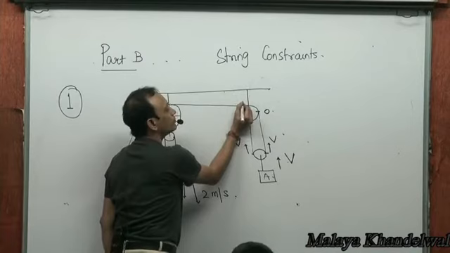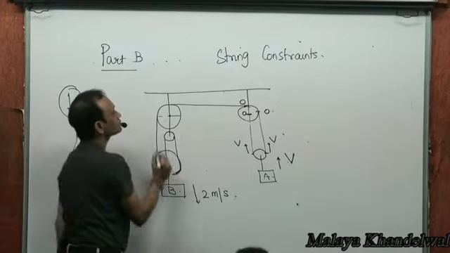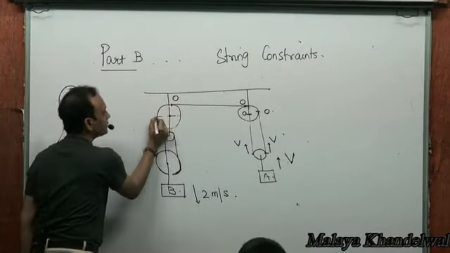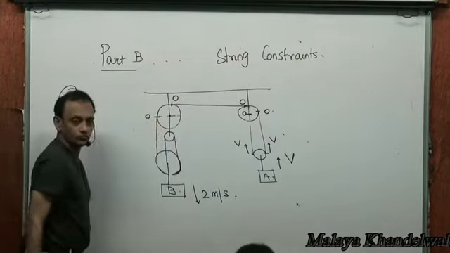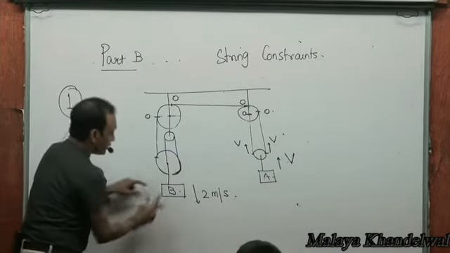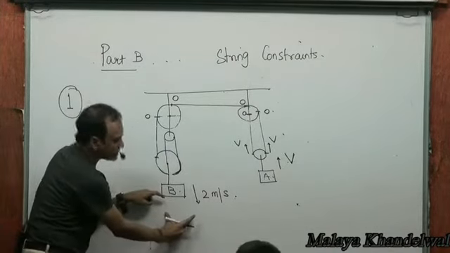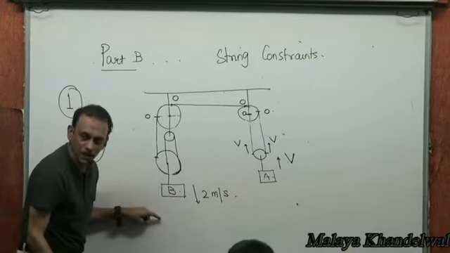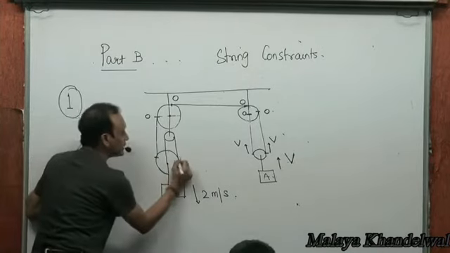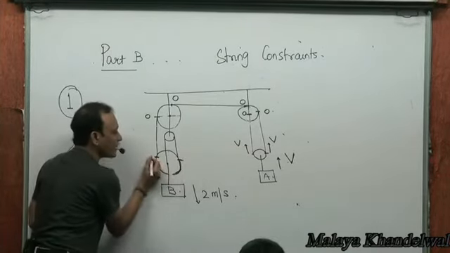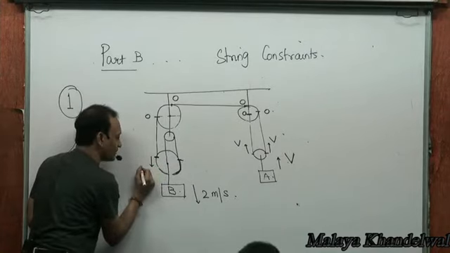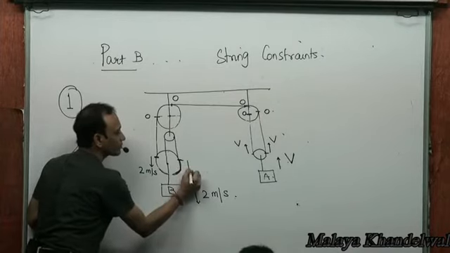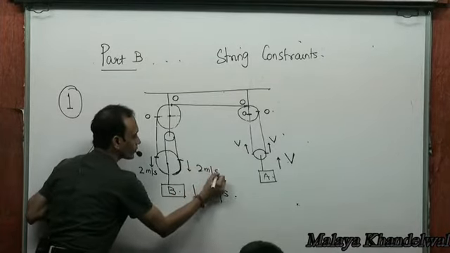Now, this node, 0. This node, 0. This is a fixed pulley. So this node, 0. Now, if B is moving down with a velocity 2 meters per second, then this pulley is integral with B. So this pulley is also moving down with a velocity 2 meters per second. So then these nodes would also have a velocity. They are integral with the pulley. They will have a velocity 2 meters per second like this. Yes or no?